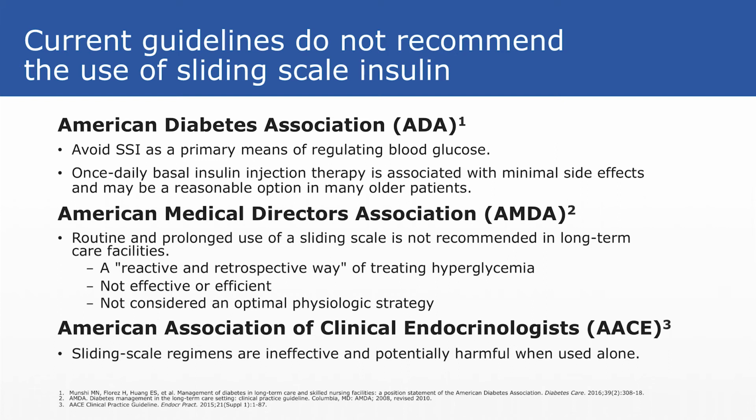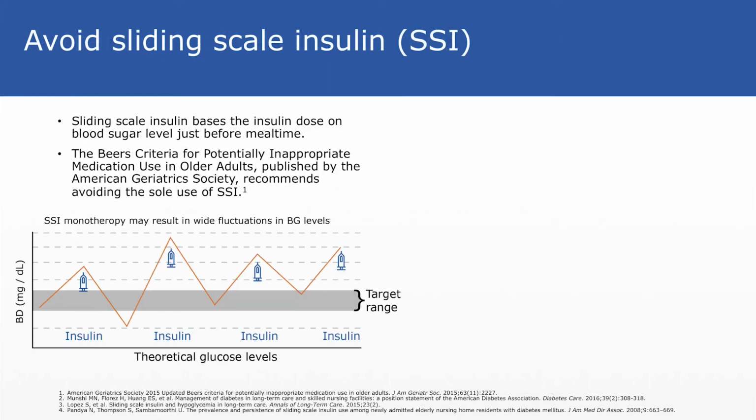The American Association of Clinical Endocrinologists also states that sliding scale regimens are ineffective and potentially harmful when used alone. Despite these strong recommendations against the use of sliding scale insulin, some facilities continue to use this outdated methodology and should consider alternative approaches. As mentioned, sliding scale insulin bases the insulin dose on the blood sugar level just before mealtime. You can see in this chart at the bottom left that insulin is not administered until the blood sugar is already elevated, versus giving the insulin proactively to prevent the blood sugar from spiking in the first place. This is why sliding scale is referred to as a reactive way of controlling blood sugar.